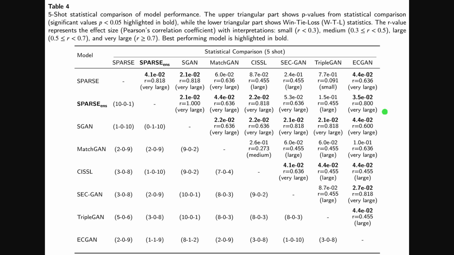This table then provides the statistical breakdown for that really challenging 5-shot scenario. The top right portion shows p-values, which measure if a performance difference is statistically significant, meaning it's unlikely to be due to random chance. The values in bold, especially in the SPARSE row, confirm that its superior performance is a real, meaningful improvement. The corresponding R values also measure the effect size, and you can see they are consistently rated as very large, which reinforces the strength of the results.